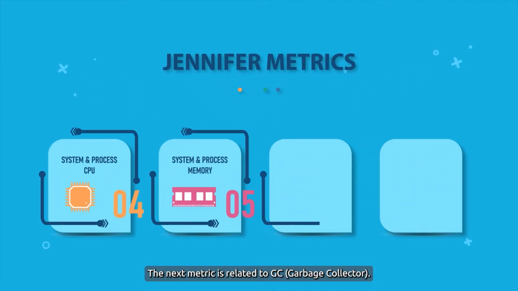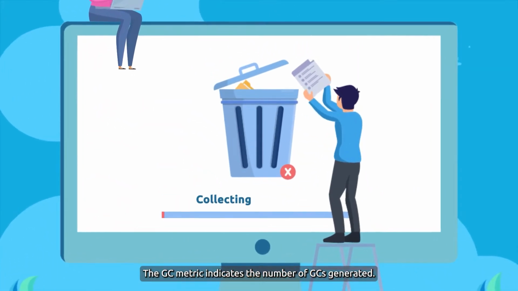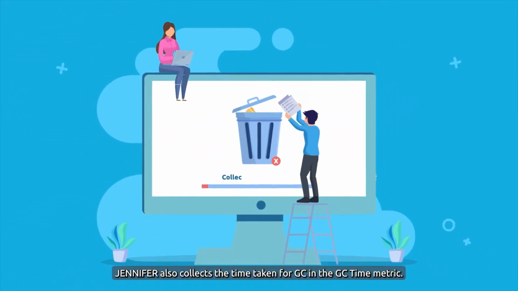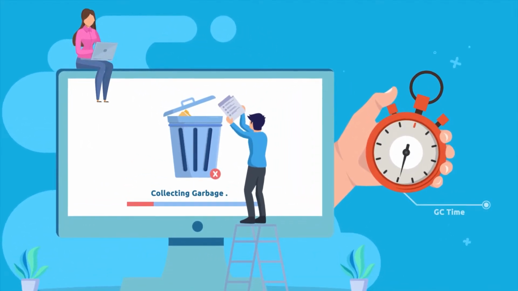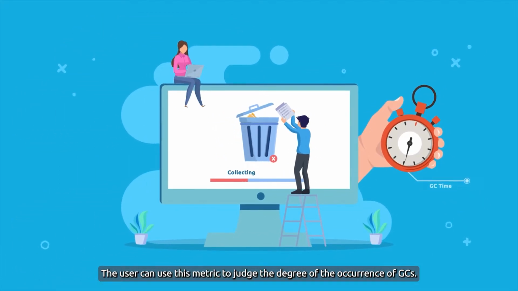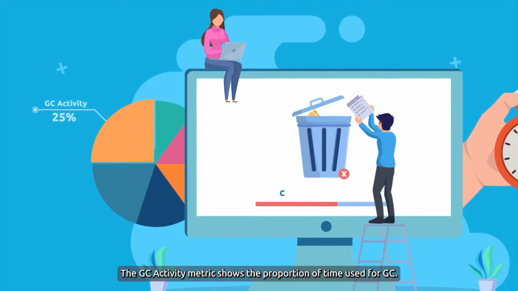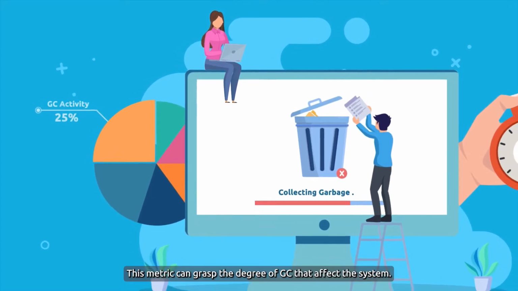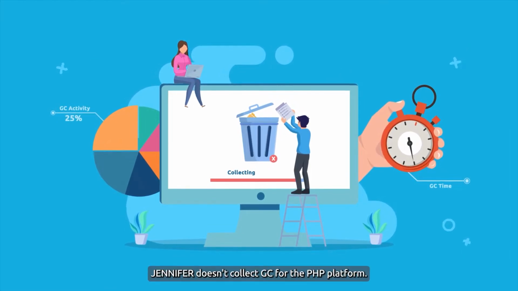The next metric is related to GC or garbage collector. The GC metric indicates the number of GCs generated. Jennifer also collects the time taken for GC in the GC time metric. The user can use this metric to judge the degree of the occurrence of GCs. The GC activity metric shows the proportion of time used for GC. This metric can grasp the degree of GC that affects the system. Jennifer doesn't collect GC for the PHP platform.